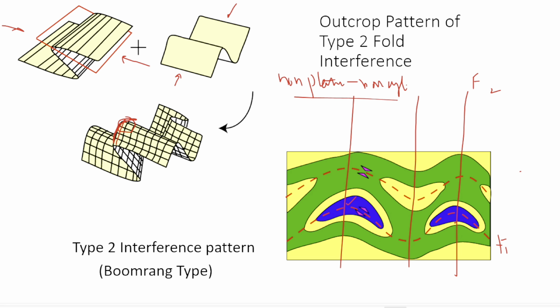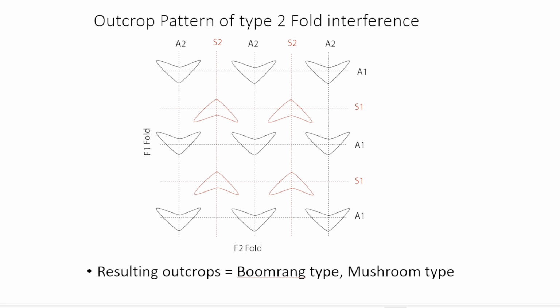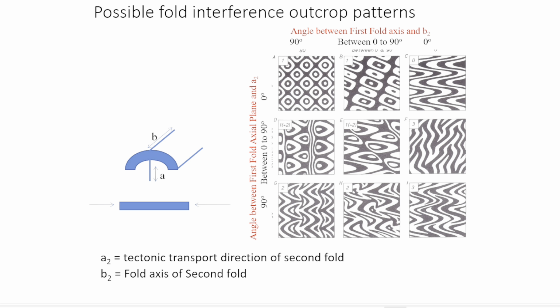Now this is the overall outcrop pattern. In the same way, the basin and dome are seen in Taiwan in a similar way, but the shape is different. These are the possibilities of type 2 fold.